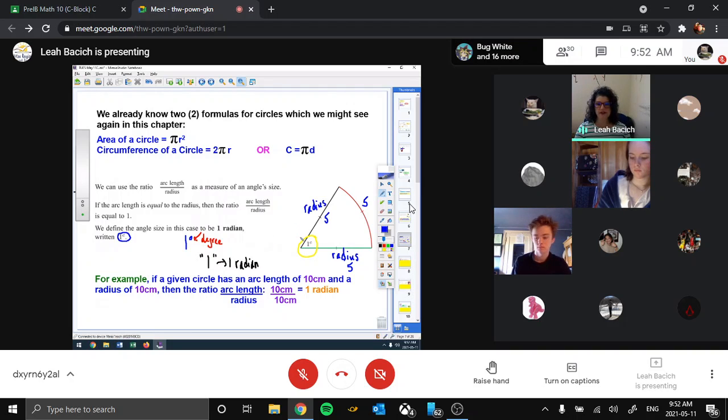So here's another little example. If we have an arc length of 10 and a radius of 10, anything divided by itself is just 1. So you would end up with 1 radian. How are we doing?